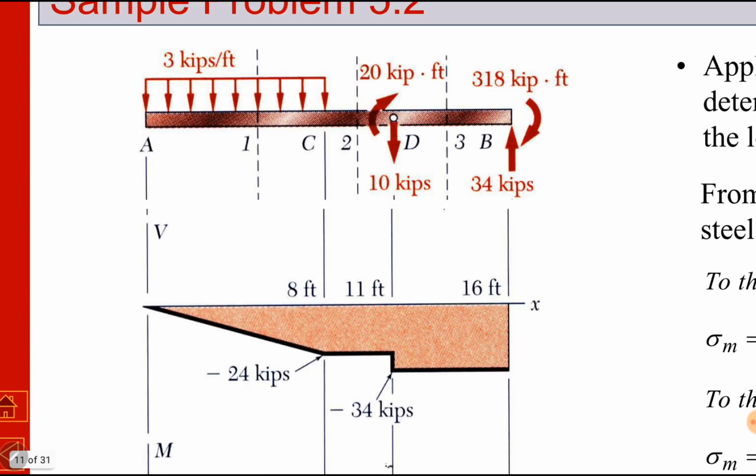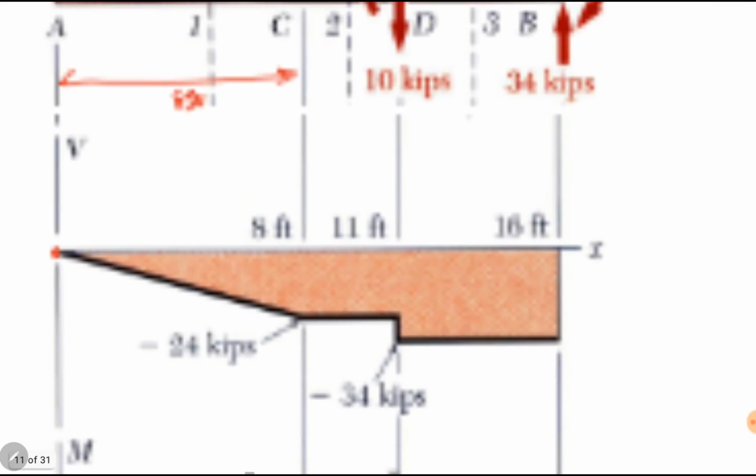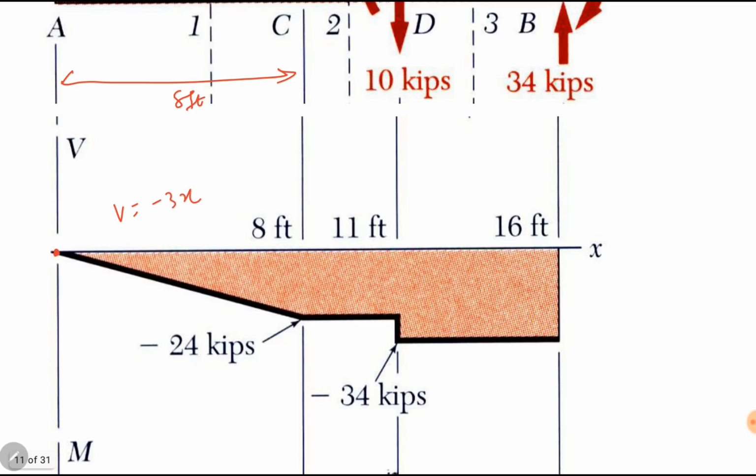Just below the free body diagram of the beam, we will draw shear force. At point A, x is equal to 0, and at point C, x is equal to 8. The expression of shear force for this section was minus 3x. So if we put x equal to 0, it will be 0 at point A. If we put x equal to 8 feet at point C, it becomes minus 24 kilopounds. Here is minus 24. This is a linear function, so we'll draw it with a straight line.